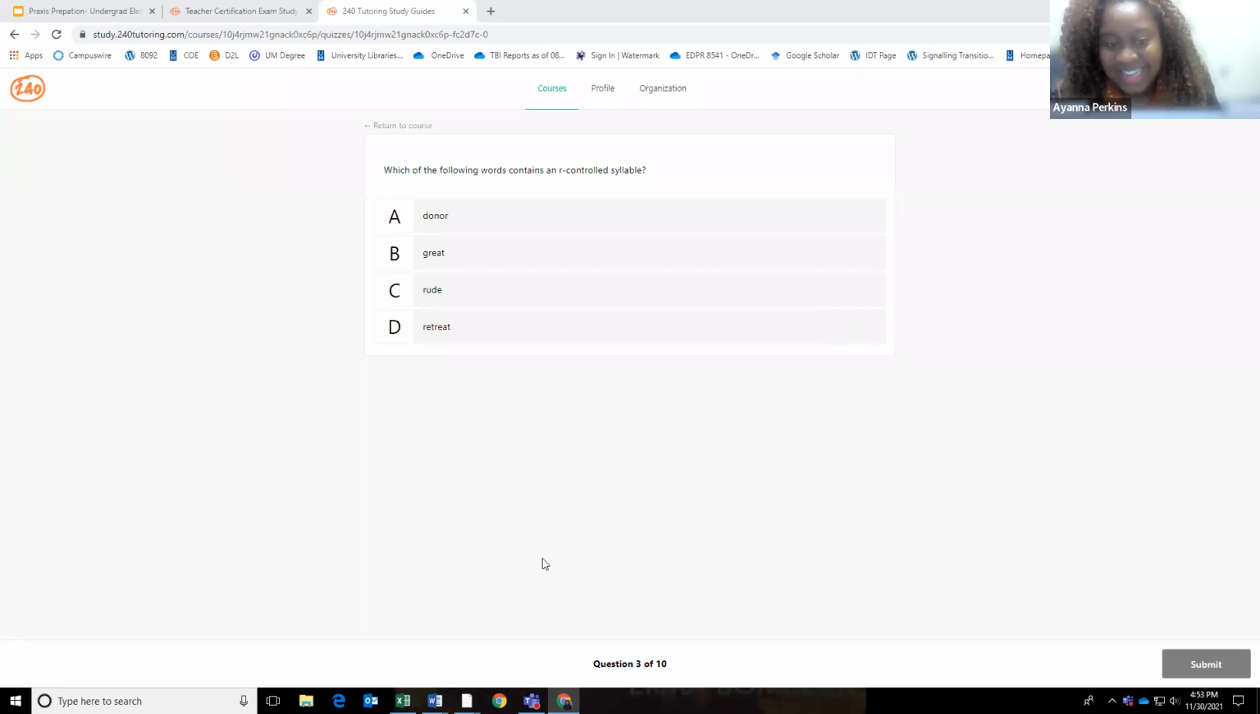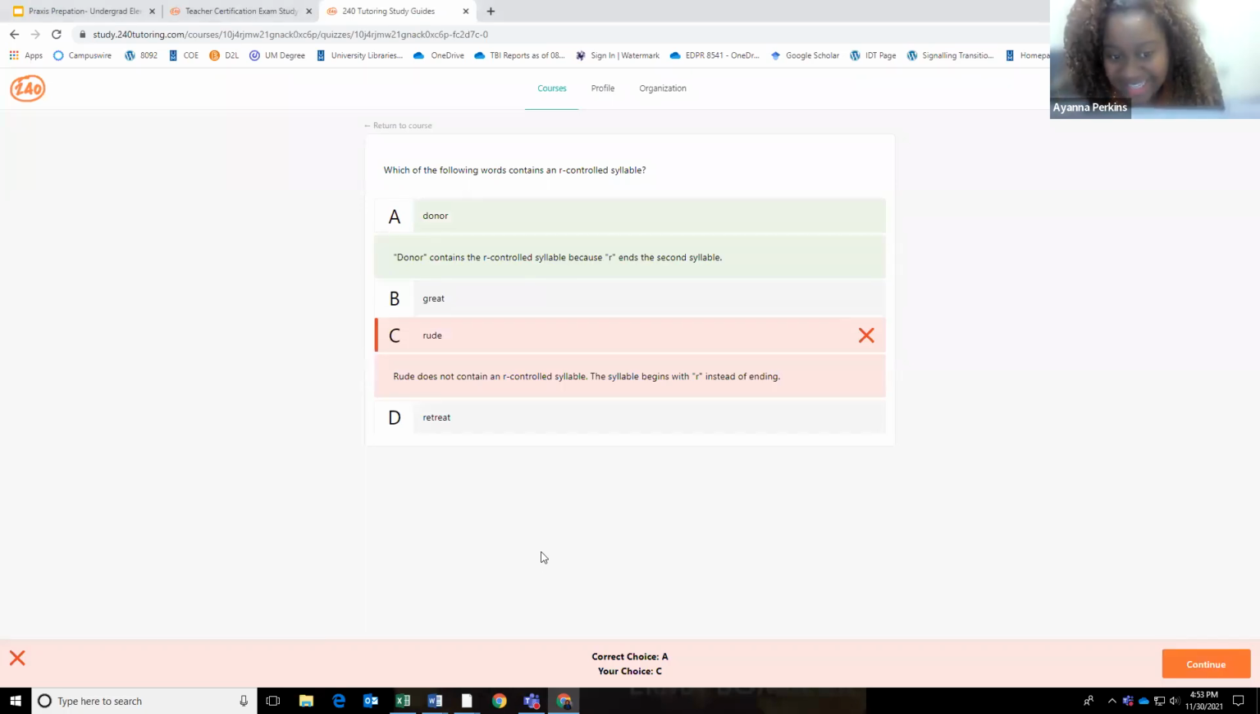All right. Donor contains the R-controlled syllable because R ends the second syllable. And let's see why C is not it. Rude does not contain an R-controlled syllable. The syllable begins with the R instead of ending with it.